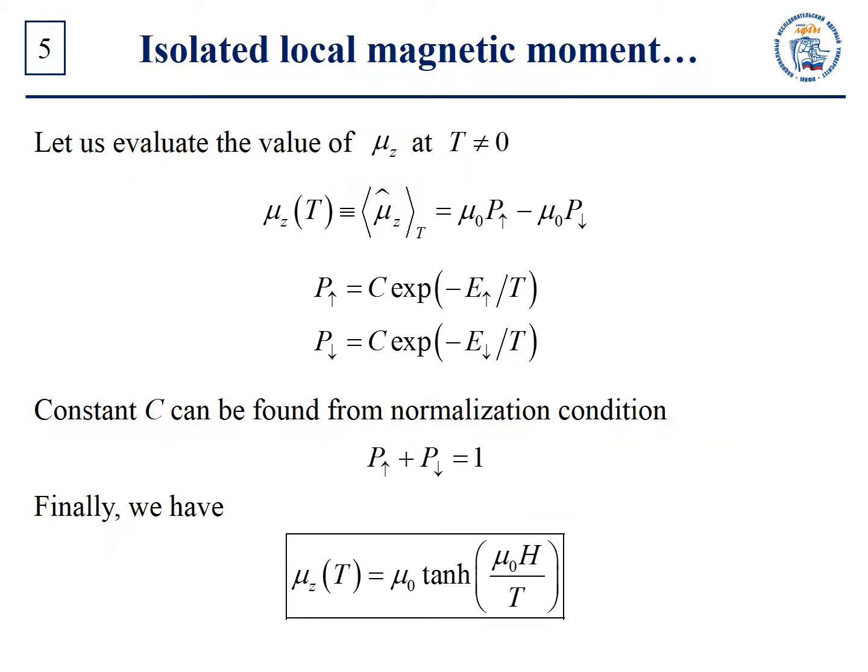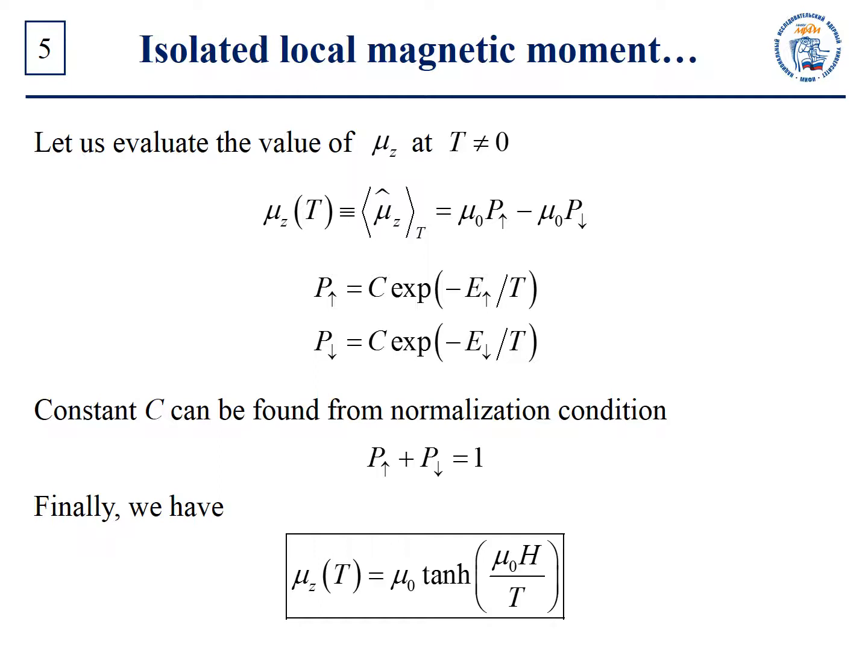At zero temperature, the system is always located in ground state. In other words, measuring the magnetic moment projection on z-axis at zero temperature, we shall always obtain μ0. And what will happen at non-zero temperatures? You can guess that the probability to find the system located in the excited state will become non-zero, therefore the mean value of μz will become less than μ0, because in certain measurements we shall obtain μz equal to minus μ0. So our current goal is to evaluate the μz at non-zero temperatures.